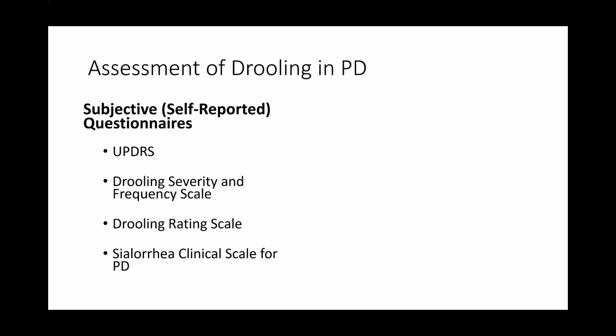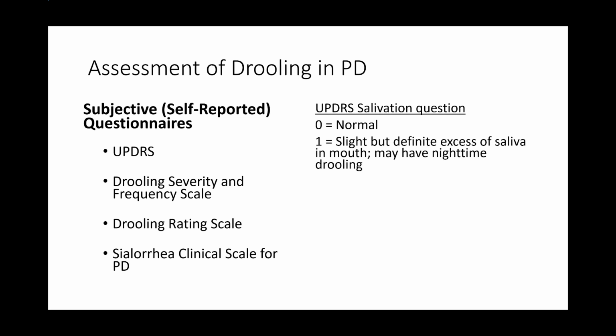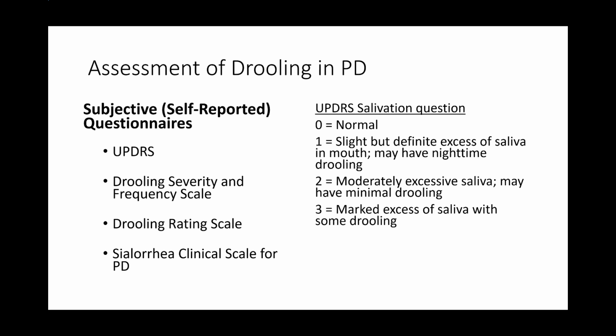It involves many questions about motor and non-motor symptoms in Parkinson's, and then one aspect of it is the physical exam that we do for Parkinson's disease. But one of the questions of this scale is a salivation question. I would generally ask people about whether they're noticing any excess salivation. If they say, oh, no, it's normal, they get a 0. If they notice a slight but definite excess of saliva in the mouth and maybe have nighttime drooling, they get a score of 1. If they notice moderately excessive saliva with a minor amount of drooling, they get a 2. A marked excess with some drooling is a 3. And if they have marked drooling requiring a constant tissue or handkerchief, they get a score of 4.